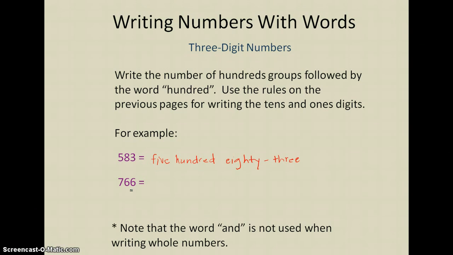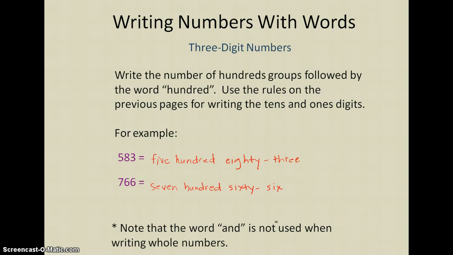Here's a second example. This time I have 766. So I'm going to write out 700. And then for 66, same thing again. I'm going to put a hyphen in the middle of that.